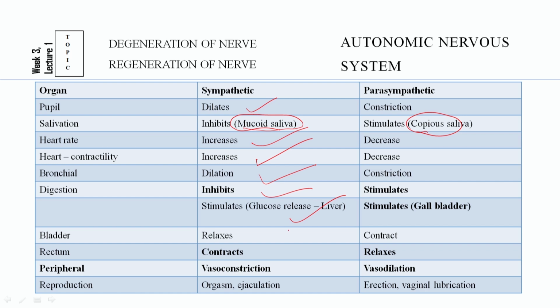For maintenance of the survival, the bladder gets relaxed, the rectum gets contracted, and peripheral vasoconstriction takes place. As a result, the blood will be diverted to the major organs, and in reproduction, orgasm and ejaculation take place. So it is straight opposite to the parasympathetic division.